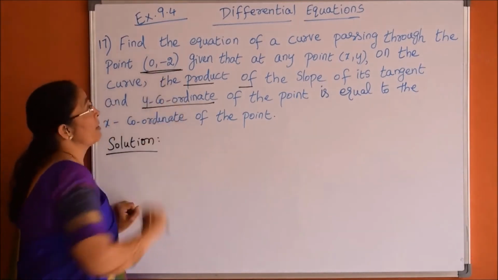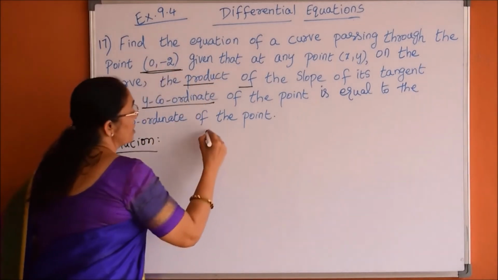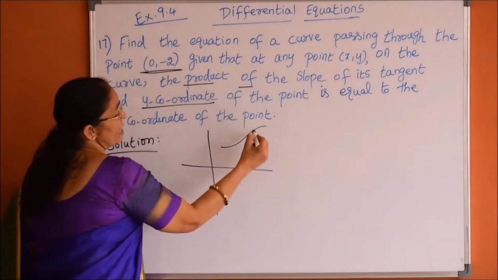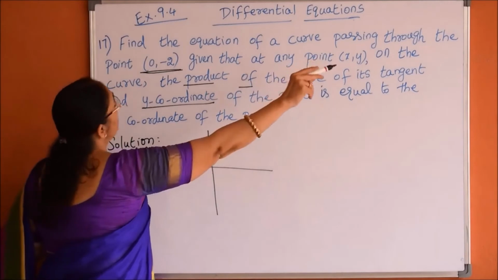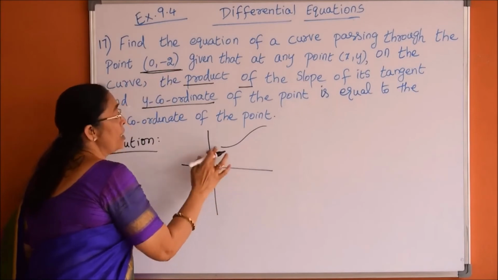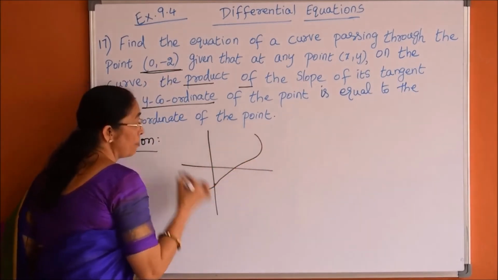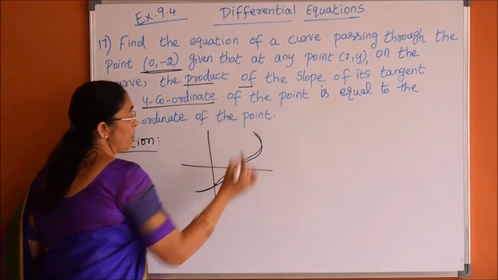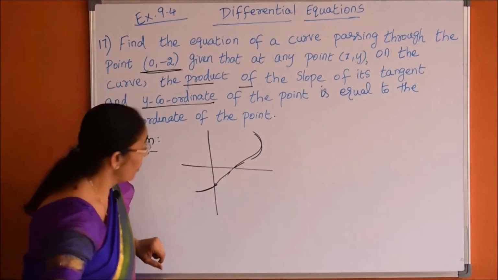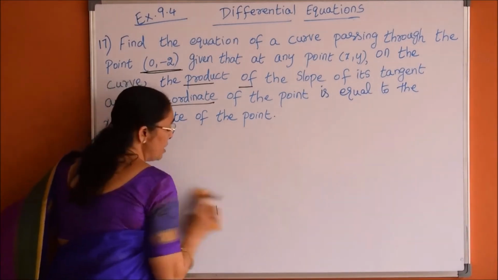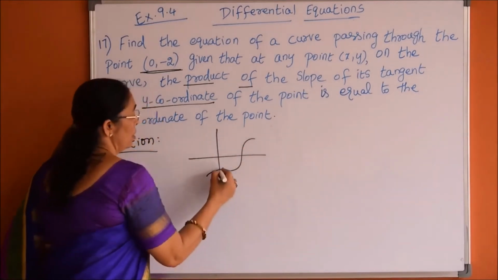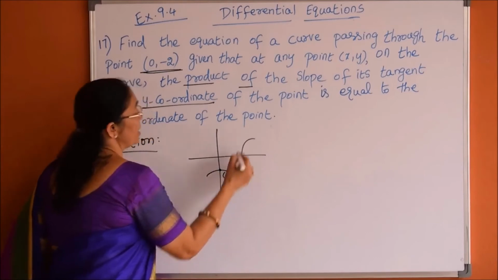Let us again read the question. Find the equation of a curve. Just for example, consider the curve is like this. We need to find the equation of this curve. It is passing through the point 0, minus 2. So, 0, minus 2 is a point here. So, let me draw the curve like this otherwise. So, the curve is like this. It is passing through the point 0, minus 2. So, one condition is given: the curve is passing through the point 0, minus 2. Maybe this is the point 0, minus 2. This is our curve.